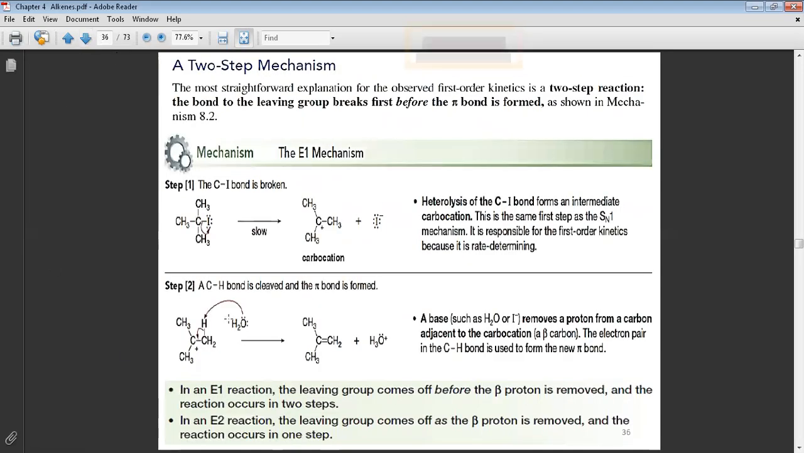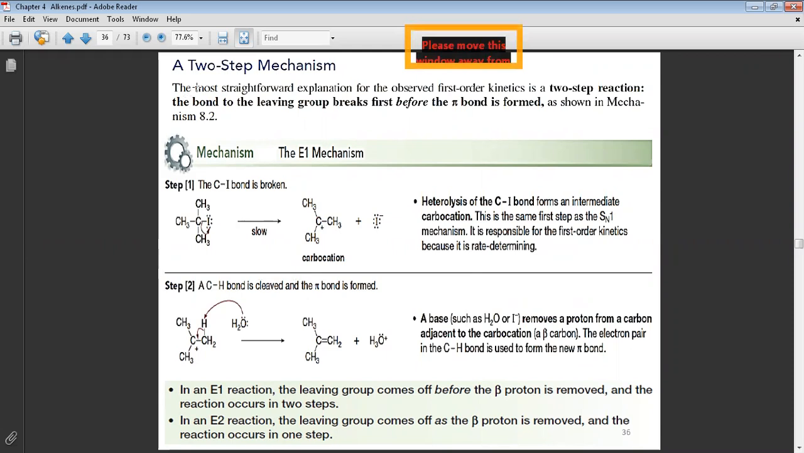Look at the steps of the mechanism. We have 1, 2. Look at step number 1. Also, we have a carbocation like SN1. That means E1 is like SN1, we also have a carbocation. The second one, look, the nucleophile attacks the proton on the beta carbon to make a new bond here and give you the alkene. That means it is an easy mechanism, not so difficult.